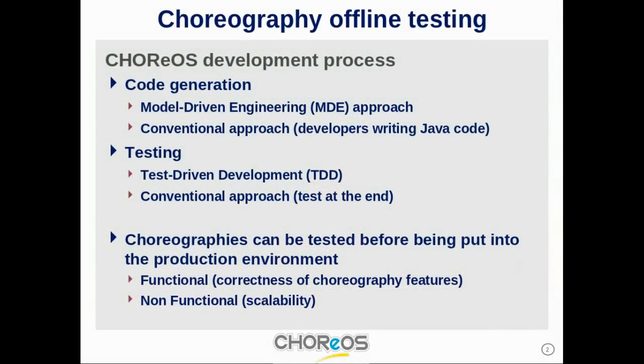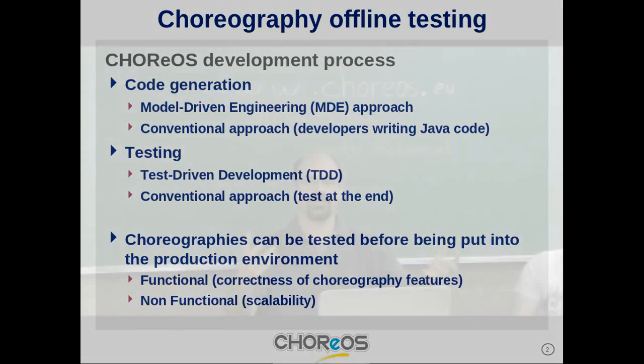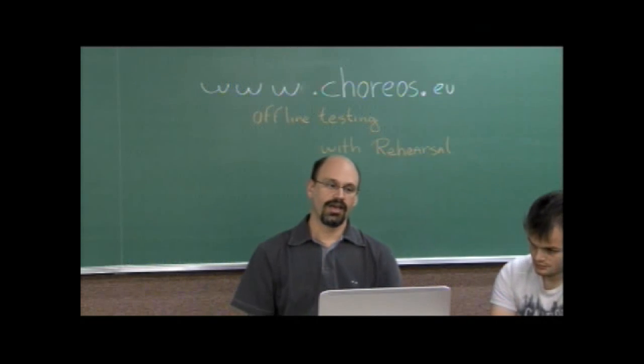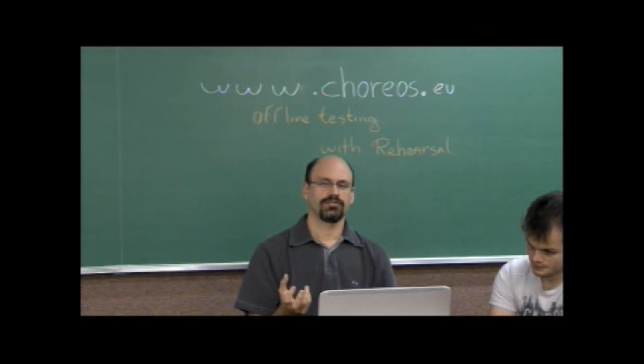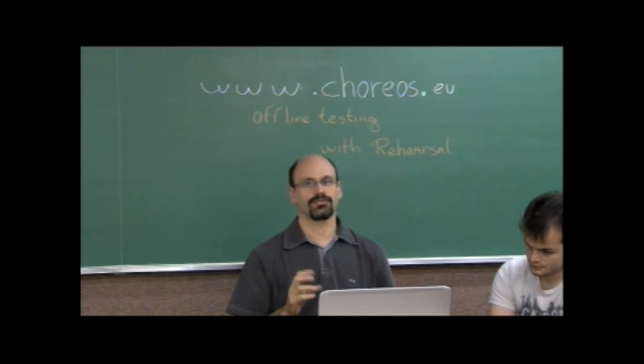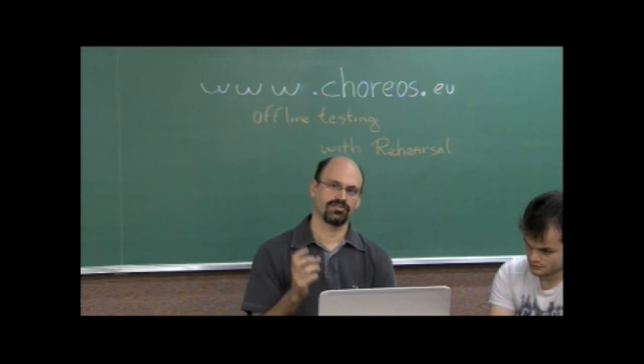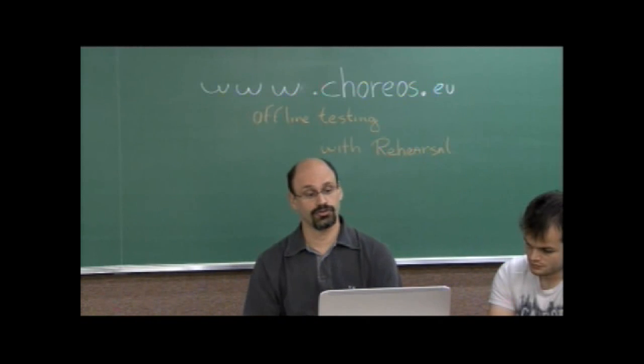But some companies might decide to use a more conventional approach in which developers write Java code of the components of the choreography, of the services, and of the control of the choreography, and enact it. And the Rehearsal tool can be used in both cases for doing this offline testing, which is testing the choreography before it is put into production.